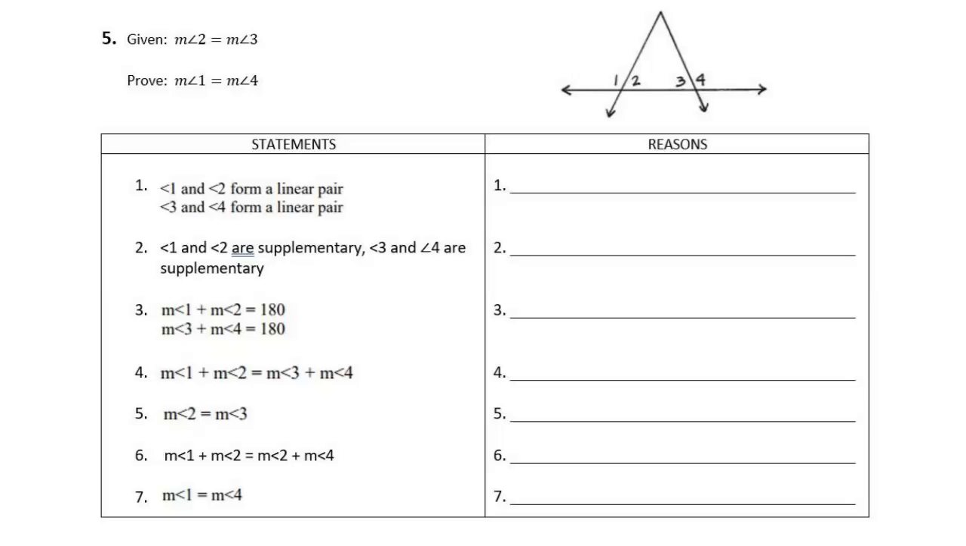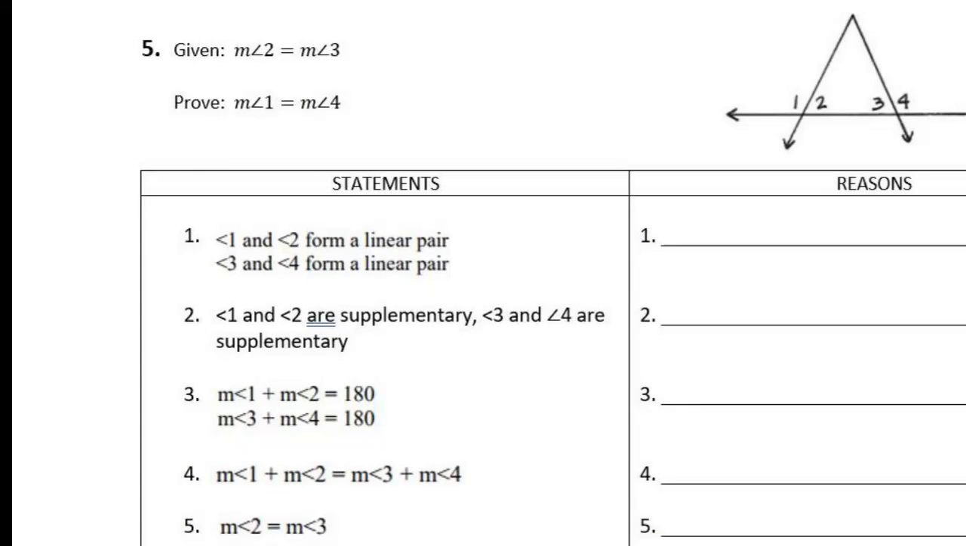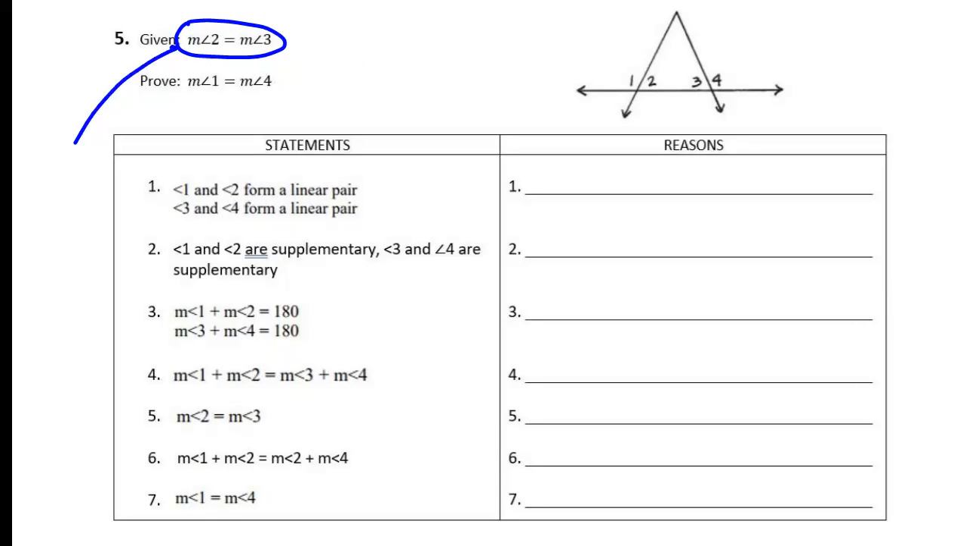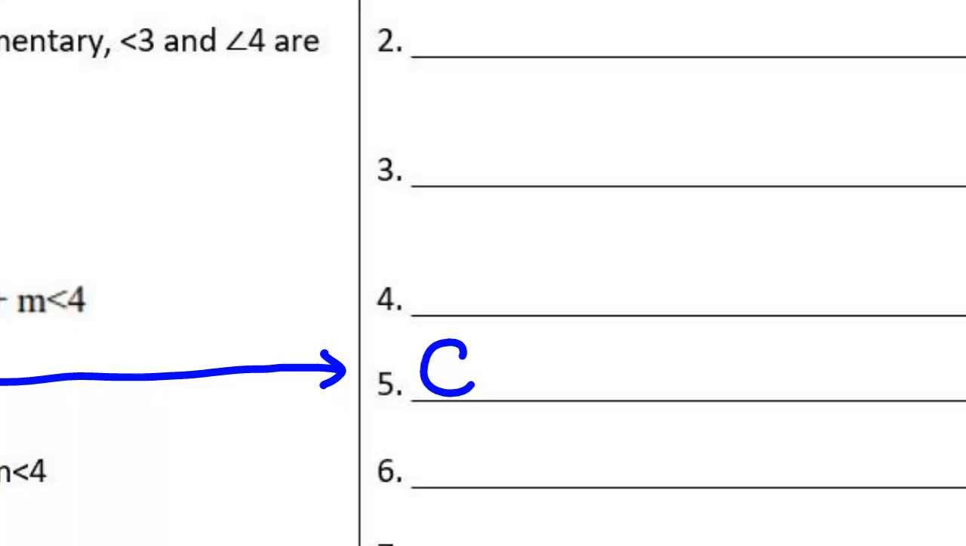Something interesting I noticed here, though. What do we always put as our first statement? Is that what they put for the given? Or sorry, for the first statement? No. Where's the given information here? Not until we get down to step 5. That's kind of weird. So I know my step 5 reason is because it is given.